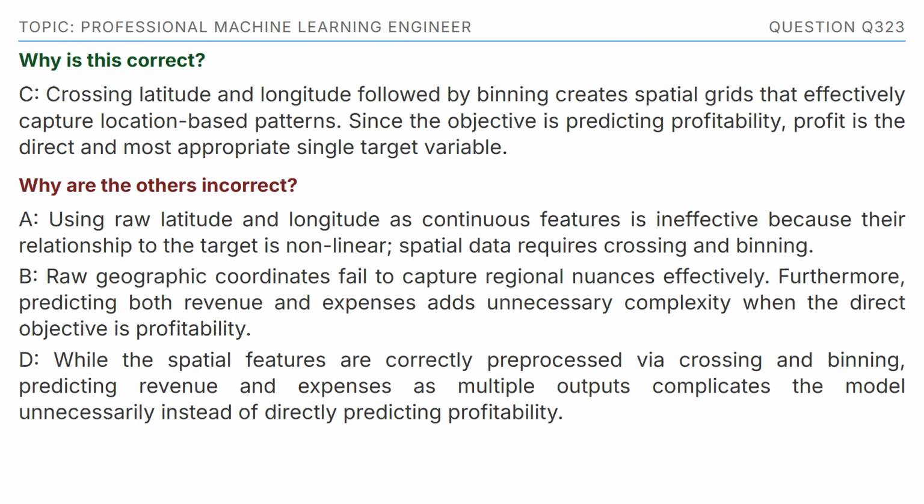Why are the others incorrect? A. Using raw latitude and longitude as continuous features is ineffective because their relationship to the target is nonlinear. Spatial data requires crossing and binning. B. Raw geographic coordinates fail to capture regional nuances effectively. Furthermore, predicting both revenue and expenses adds unnecessary complexity when the direct objective is profitability. D. While the spatial features are correctly pre-processed via crossing and binning, predicting revenue and expenses as multiple outputs complicates the model unnecessarily instead of directly predicting profitability.